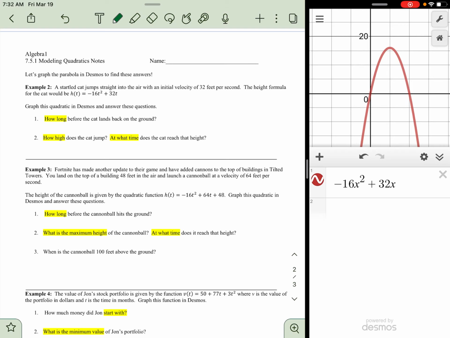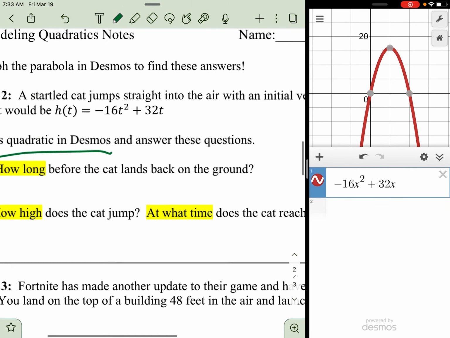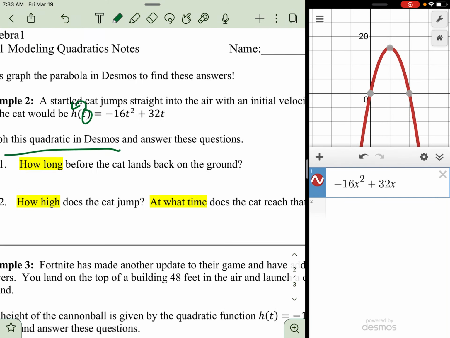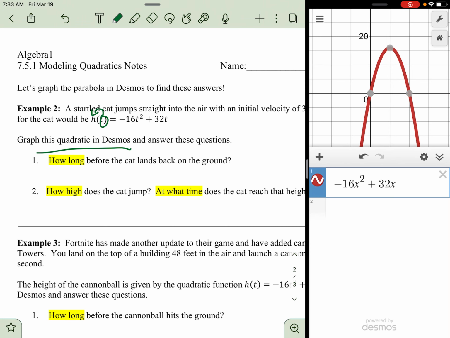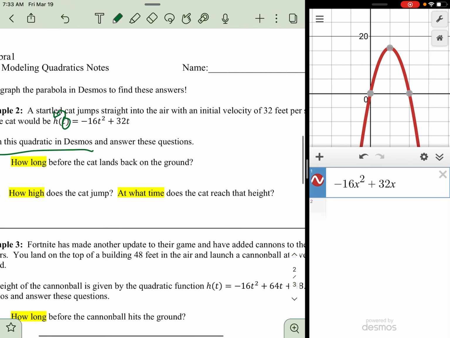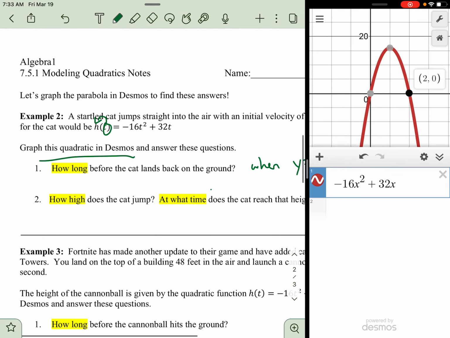Okay. So it asks, when graphing this quadratic in Desmos, how long before the cat hits the ground? This is a function of time, but it gives you the height, so all we need to know is that x, in this case, is our time. So we look and say how long until the cat hits the ground. We know that's going to be when y equals 0. So that's your time. And in this case, if you click that x-intercept, it's going to be 2 seconds.